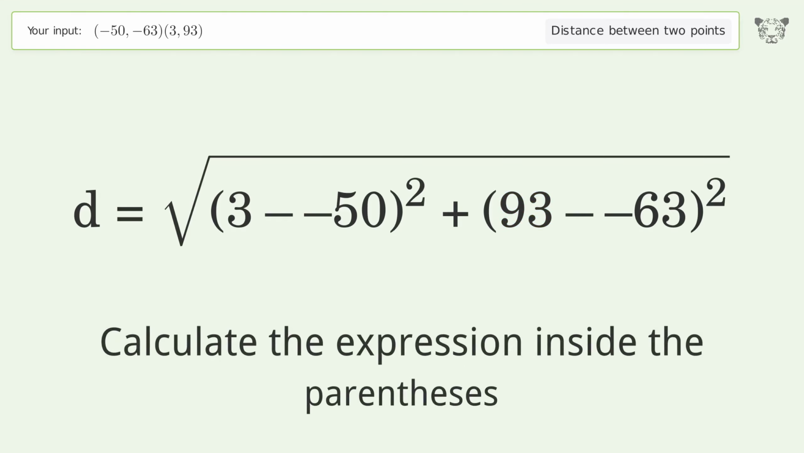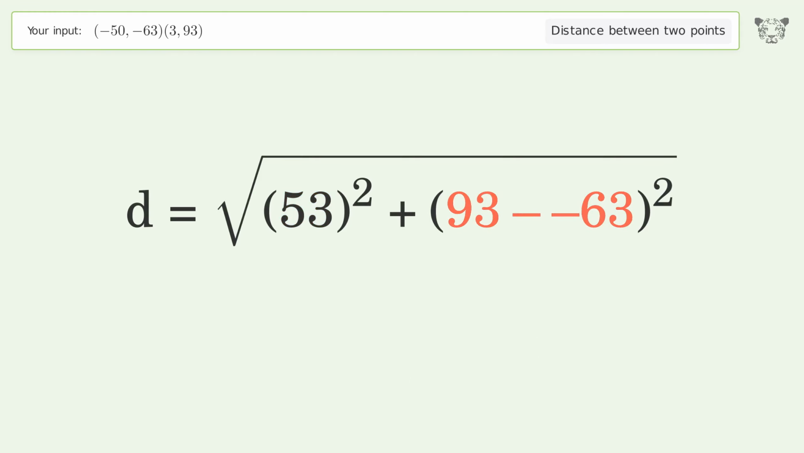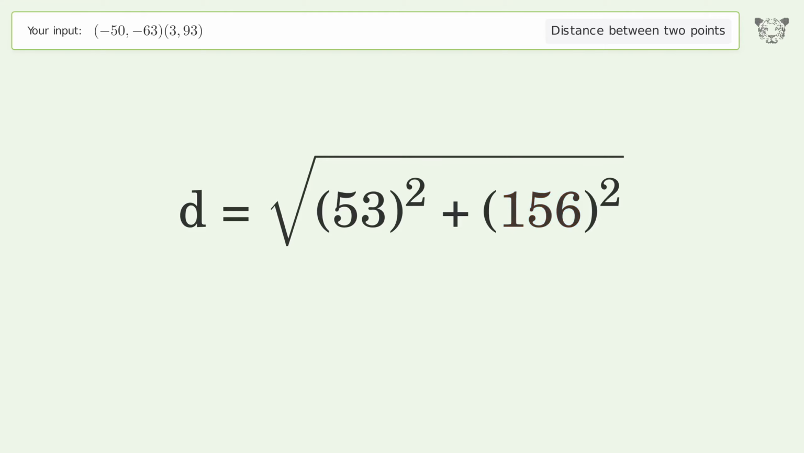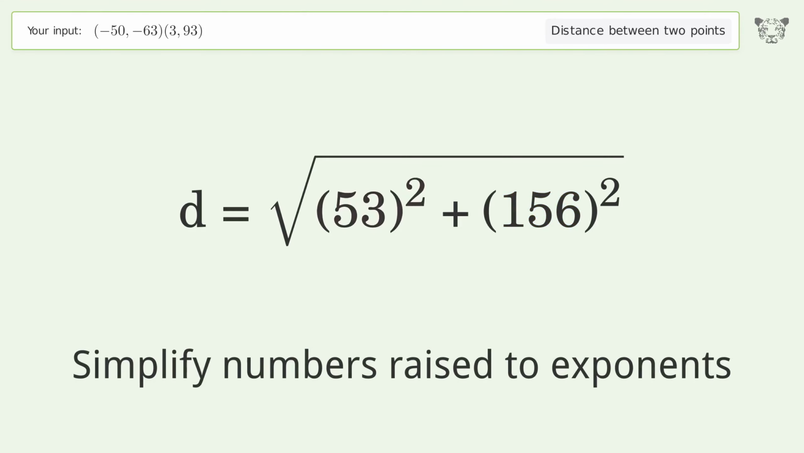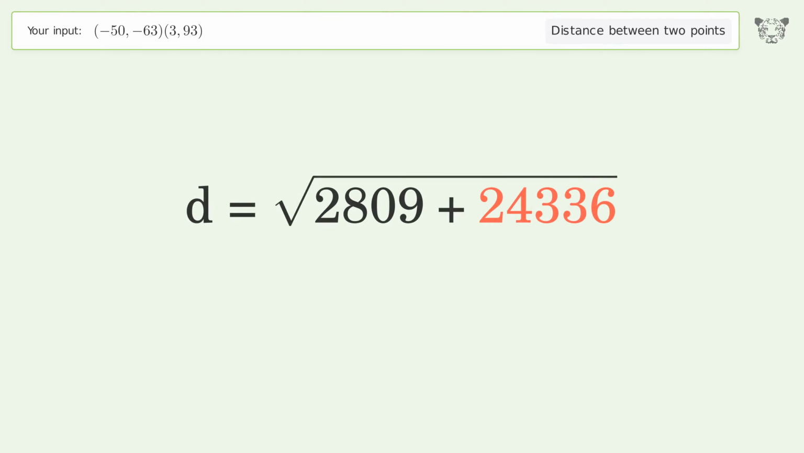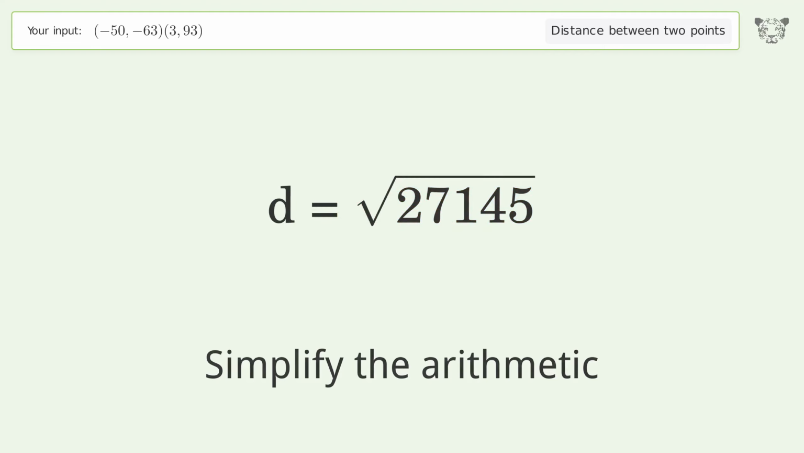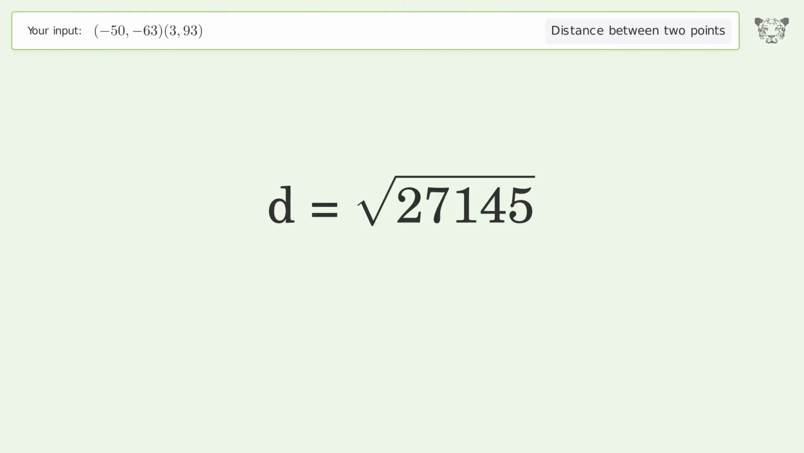Calculate the expression inside the parentheses. Simplify numbers raised to exponents. Simplify the arithmetic. And so the distance between the 2 points is the square root of 27,145, or 164.757.